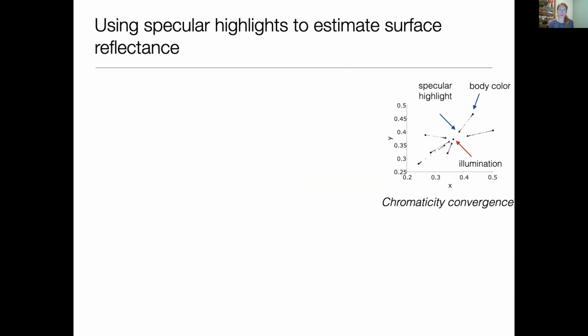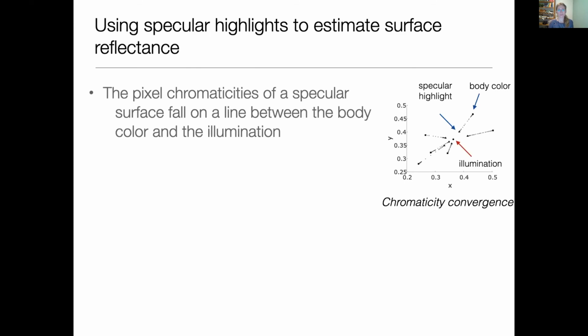First, a quick word about why specular highlights would help in color constancy tasks. If you look at the graph on the right, the dot in the middle, which a red arrow is pointing to, shows the illumination chromaticity. And the little squares that you might be able to see show the body colors or diffuse reflectances of different surfaces. And the little triangles show the chromaticities of the specular highlights.